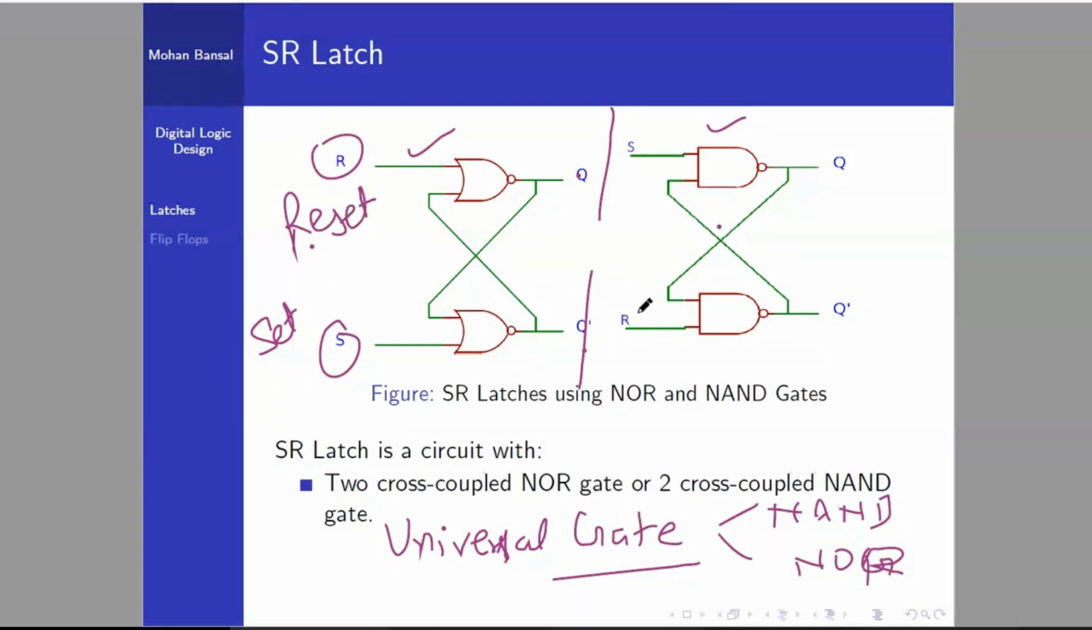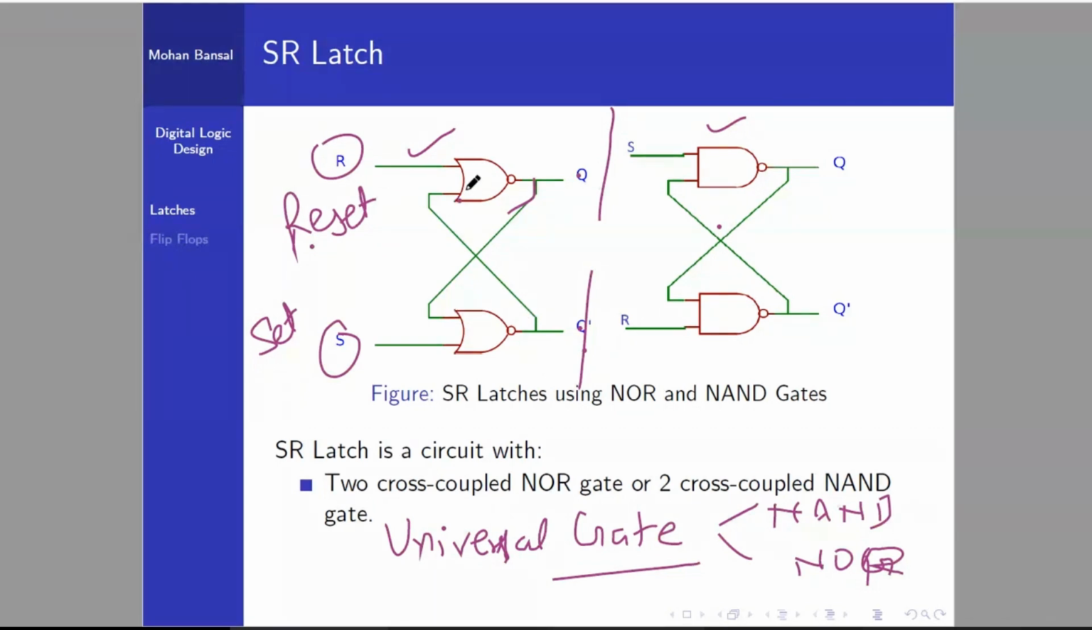You know, a latch is a sequential circuit design, sequential logic, which consists of a feedback path. So here you can see that output Q is fed back to the next NOR gate, and we are getting the Q complement. So this is the feedback. Here also you can see the feedback, Q complement to the first NOR gate. Similarly, here you can see the feedback.